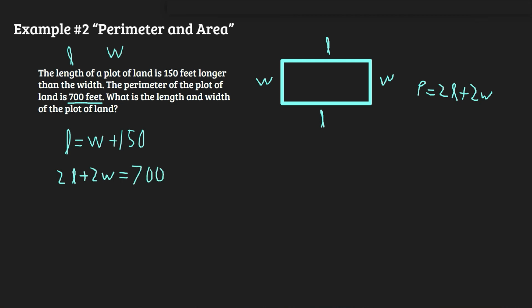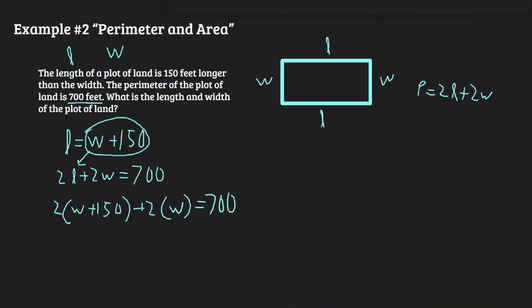Now, in this first equation, I've already solved for L. So I'm just going to do substitution for this problem. I'm going to use substitution here just because I can substitute in that W plus 150 for the L right here. So 2 times W plus 150, and then plus 2 times the width. I didn't really need to make the parentheses there, but that's 2 times W. So 2 times the width, and then that's equal to 700.